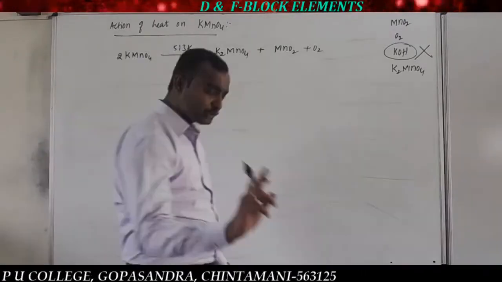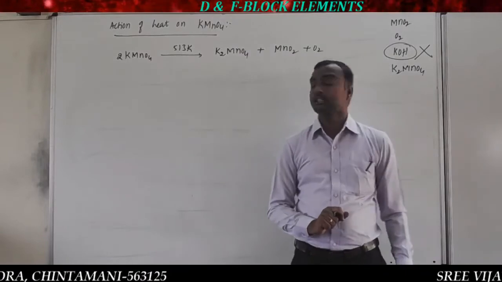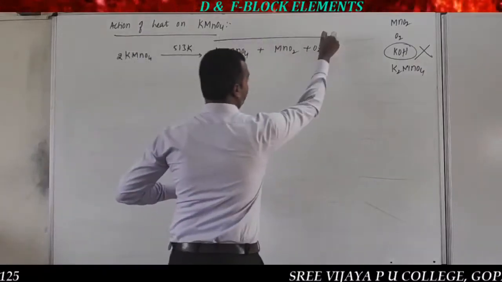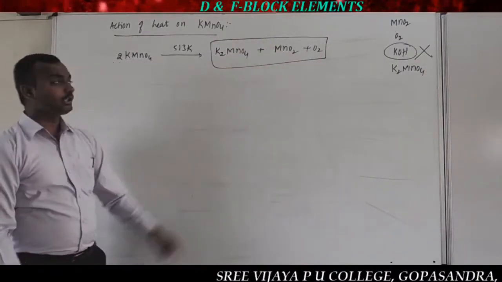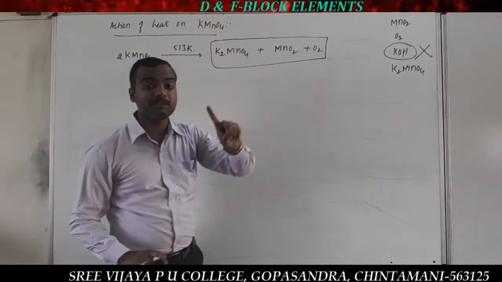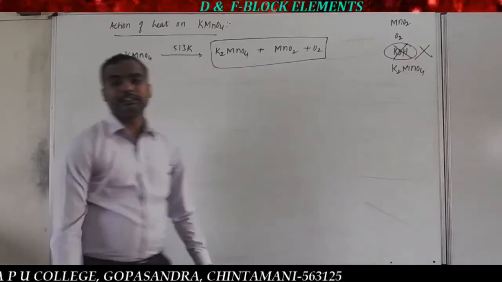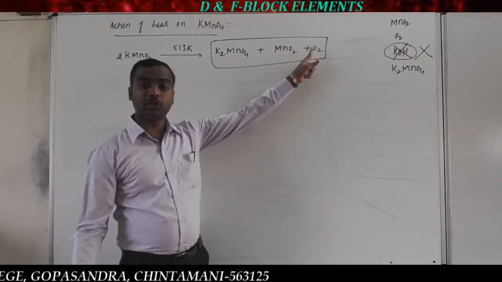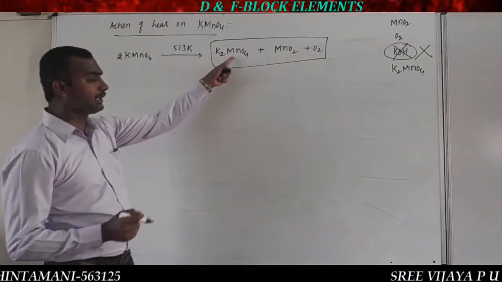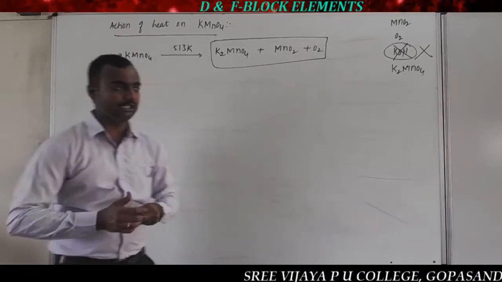This question has also come in your competitive exams: among the following species, which is not obtained on heating potassium permanganate at 513 Kelvin? If you know what is obtained, you can easily find the other option. K2MnO4 is obtained, which we used in the second step of preparation, and in the first step we used MnO2 and O2. So the species that is not obtained is KOH. Potassium permanganate on heating gives potassium manganate, MnO2 and oxygen, and KOH is not obtained. That's the action of heat on potassium permanganate.